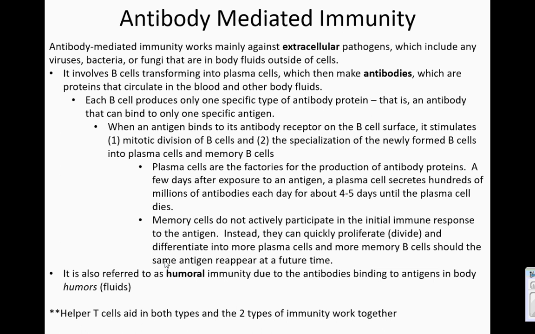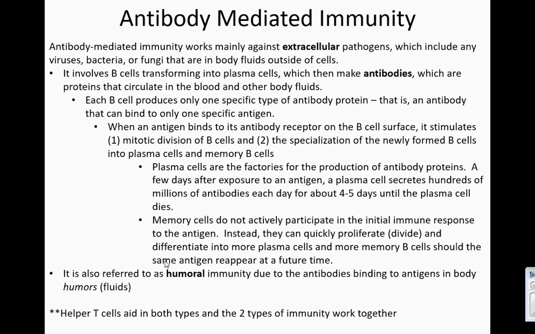When an antigen binds to its antibody receptor on the B cell surface, it stimulates two things: mitotic division of B cells, so division and formation of more B cells, and the specialization of those newly formed B cells into plasma cells and memory B cells. Plasma cells, like I said, are factories for production of antibody proteins. A few days after exposure to an antigen, a plasma cell will secrete hundreds of millions of antibodies each day for about 4 to 5 days until it dies.